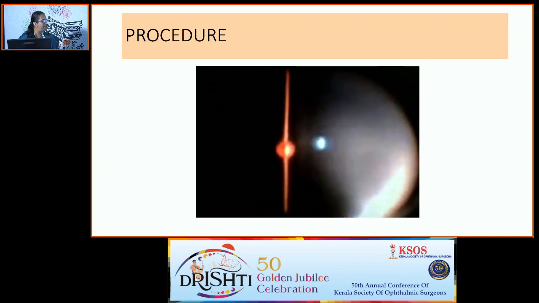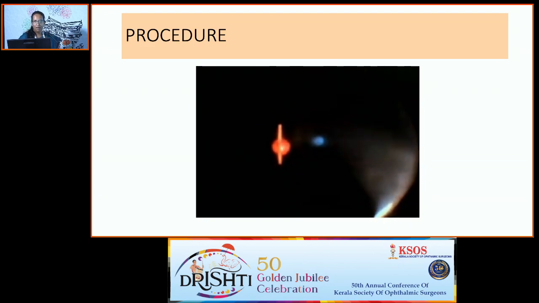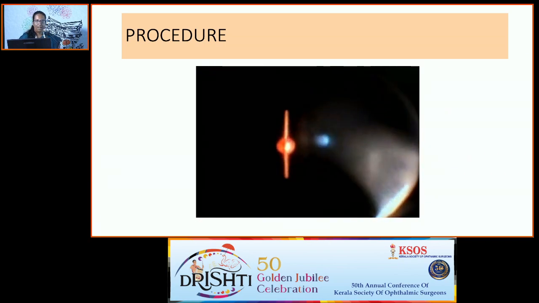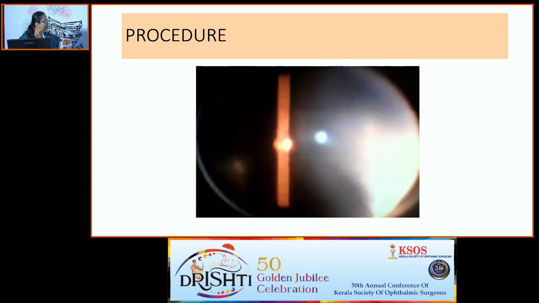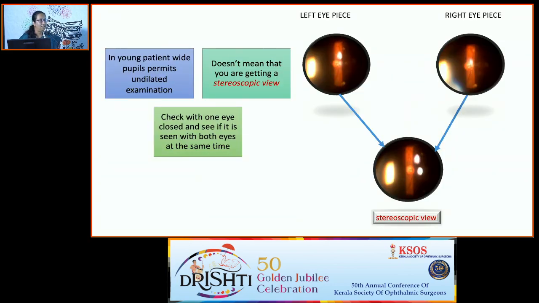Then you reduce the height to match the disc size so as to measure its vertical diameter. And then, of course, you also have to widen it and look at the peripapillary region as well as the RNFL around it. Okay, that's what you do. Then in young patients, you can do an undilated examination also, but you should make sure that you have stereopsis by making sure that you're viewing with both eyes.